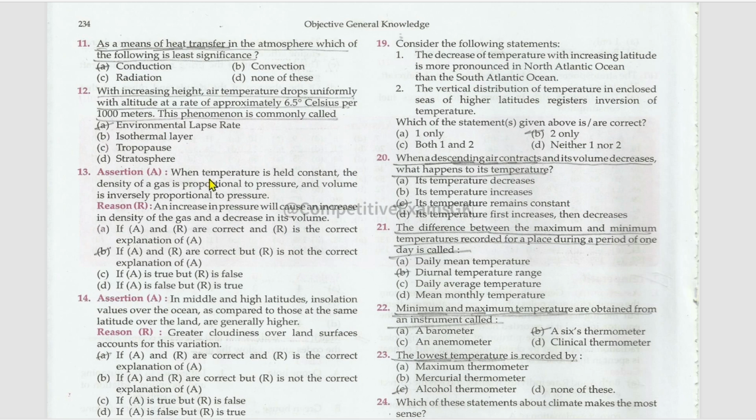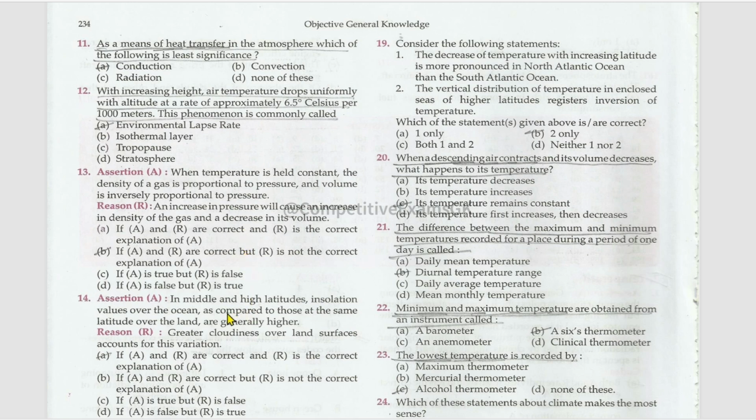Next, assertion and reason. When temperature is held constant, the density of a gas is proportional to pressure, and volume is inversely proportional to pressure, right? An increase in pressure will cause an increase in density of the gas and a decrease in its volume. This is also true, but this is not a correct explanation for assertion.